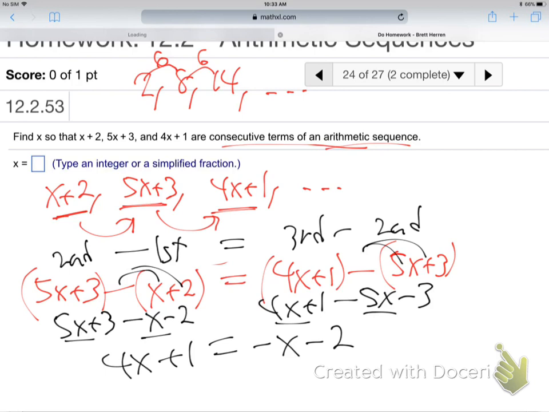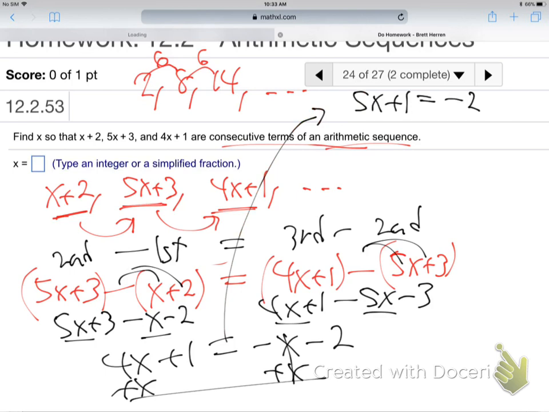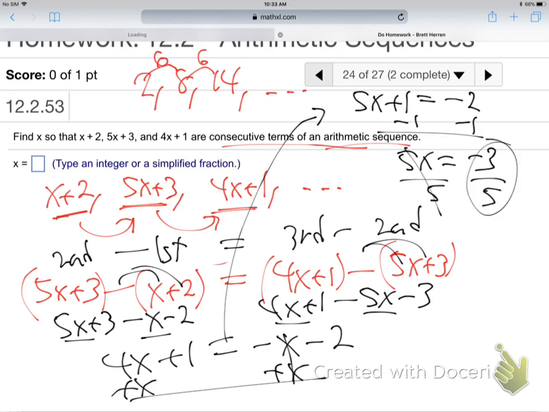Solve for x. Add x to both sides. Running out of room completely. Come up here. What do we got? 5x plus 1 is negative 2. Subtract 1. 5x is minus 3, divided by 5. There's what x has to be to make that true. X has got to be minus 3/5. Common difference. Is that good? The difference between the second and first has got to equal the difference between the third and second. Common difference to be an arithmetic sequence.